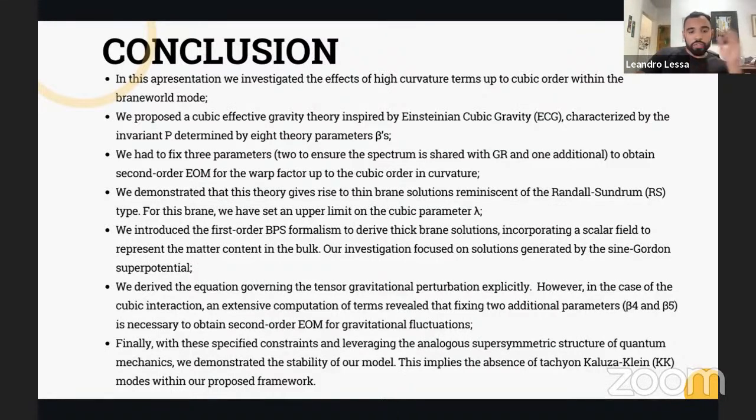We introduced the first-order BPS formula to derive these brane solutions. Next, we derive the equation governing the tensor gravitational fluctuation explicitly. You need to fix another two cubic parameters, beta 4 and beta 5, and then we obtain the equation of motion. We obtain the second order equation of motion for the gravitational fluctuations, and finally demonstrated this model is stable. This implies the absence of tachyonic Kaluza-Klein modes within our approach framework.